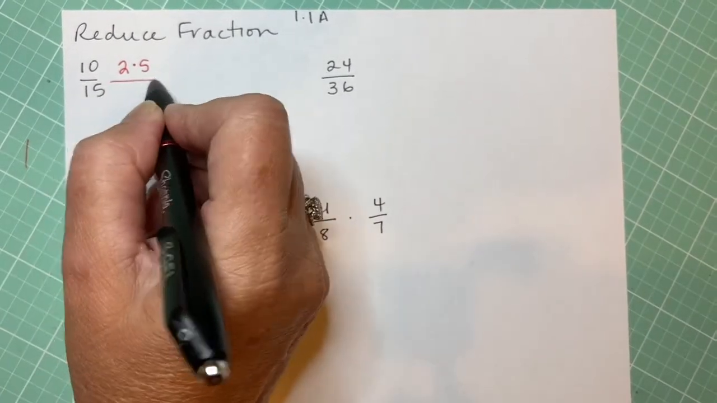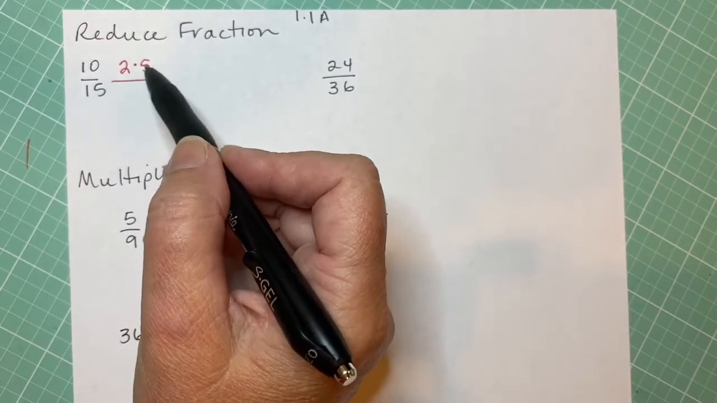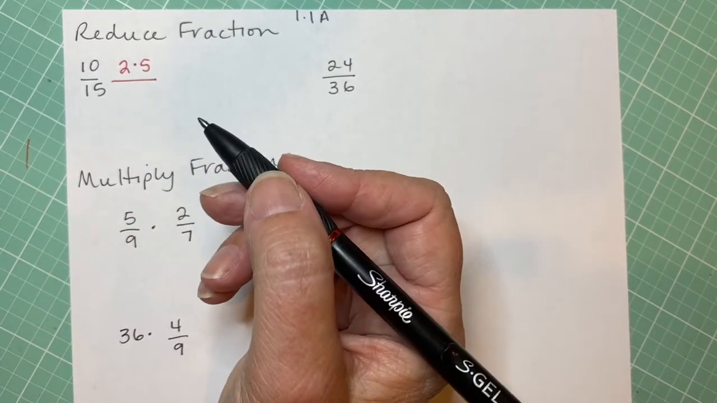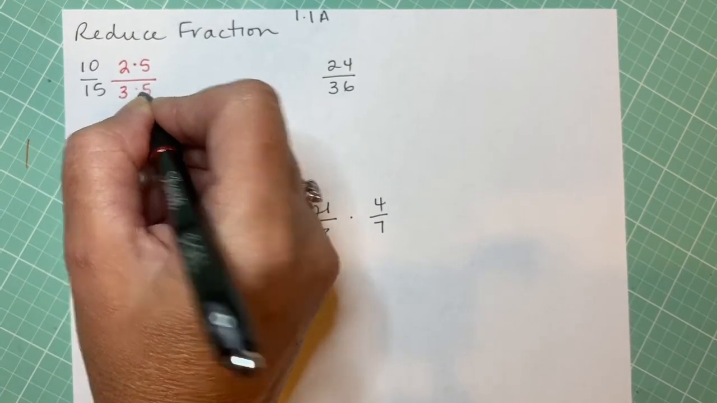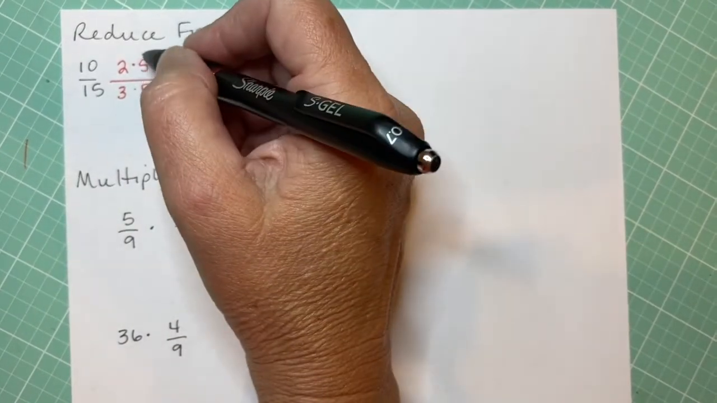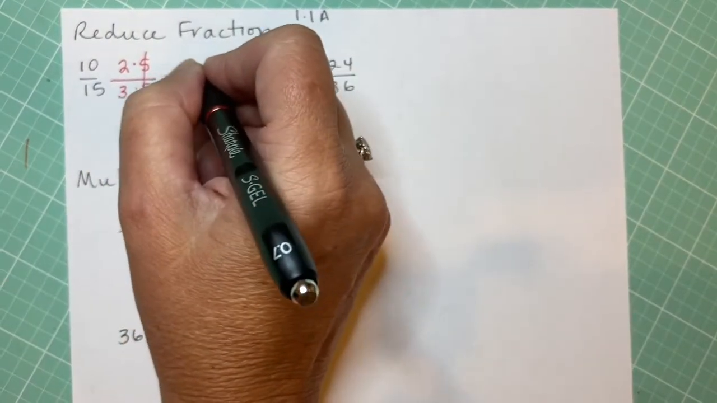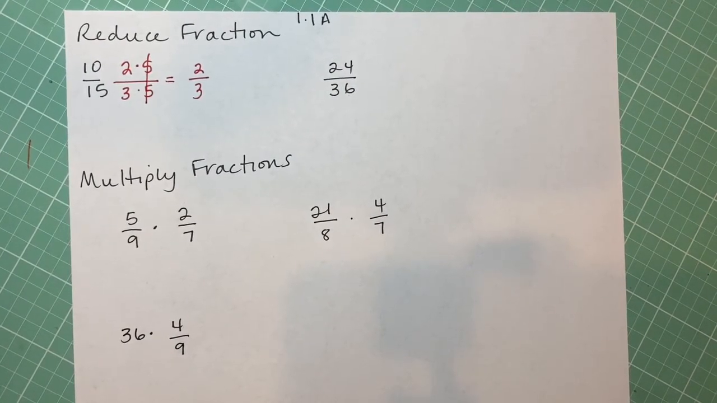Then you can look at the bottom, and you can say, well, will 2 go into 15? No, but 5 will go into 15, so you know that 5 is the one that divides into both of them. So you could go ahead and factor 15 to be 3 times 5. And then what you're doing is canceling out the one they have in common. And so what we're left with is a 2 on the top and a 3 on the bottom, because you're dividing by this, or you're canceling out the factor they have in common.